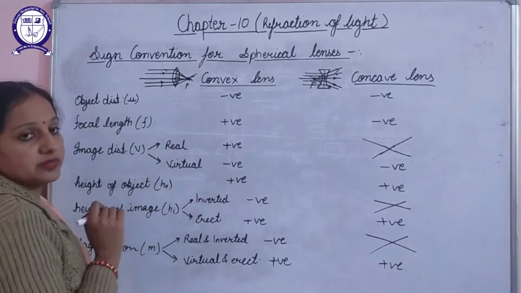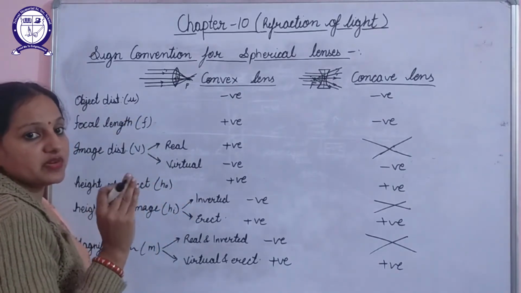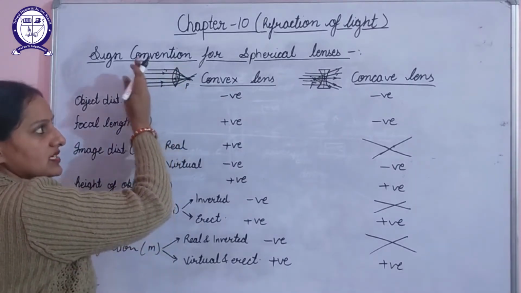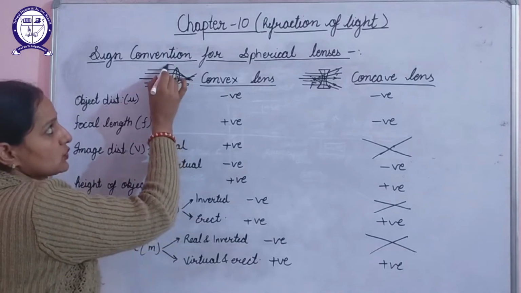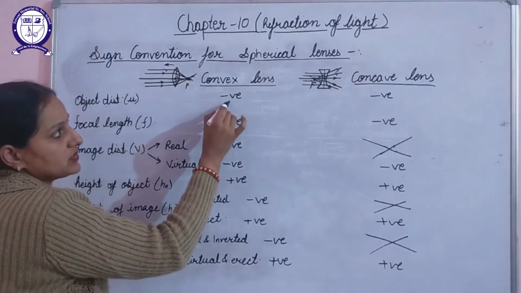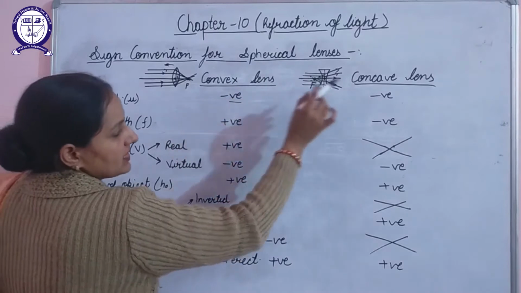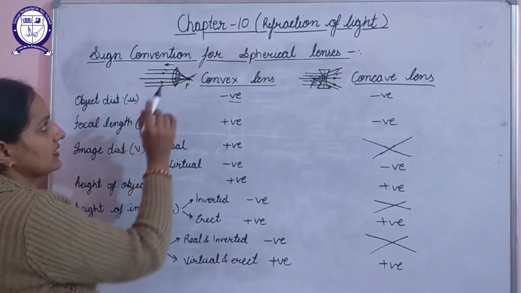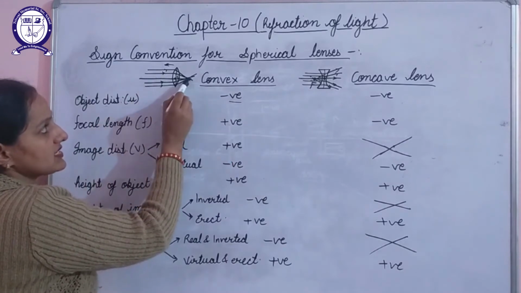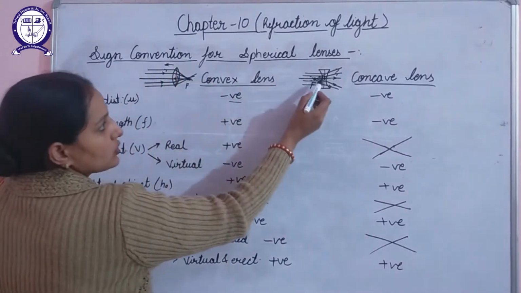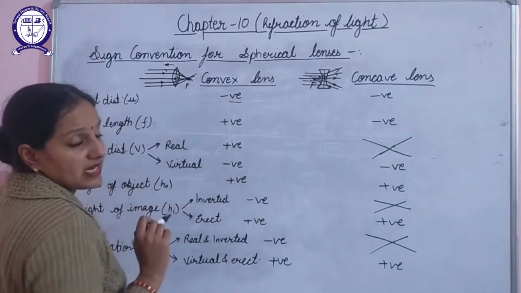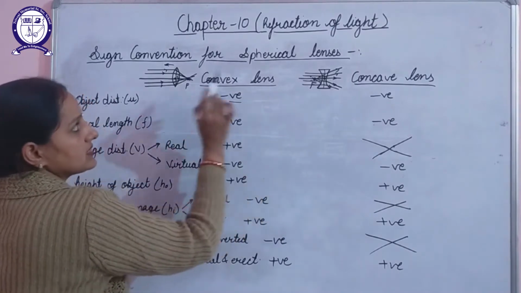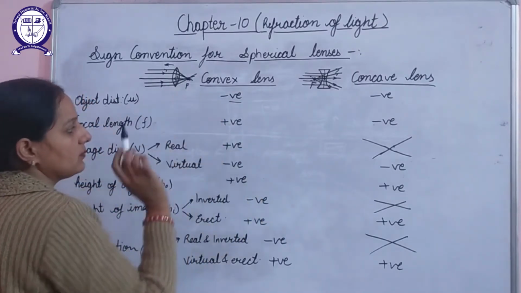If we talk about object distance, that is the distance between the object and the lens. The object is always placed towards the left side. The distances towards the left side are negative, hence the object distance will be negative for convex lens and for concave lens also. If we talk about focal length, the focus for a convex lens lies on the right hand side and the focus for a concave lens lies on the left hand side. The distances on the left will be negative and the distances on the right will be positive.